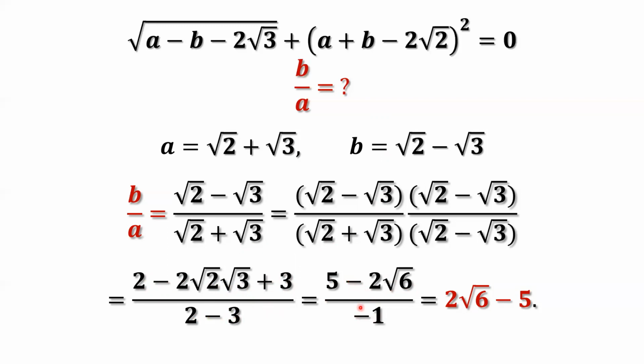So here, negative, negative cancel each other. You have 2 square root of 6 should be positive. And a negative, positive should be negative, negative 5. 2 square root of 6 minus 5 is the answer for B over A.